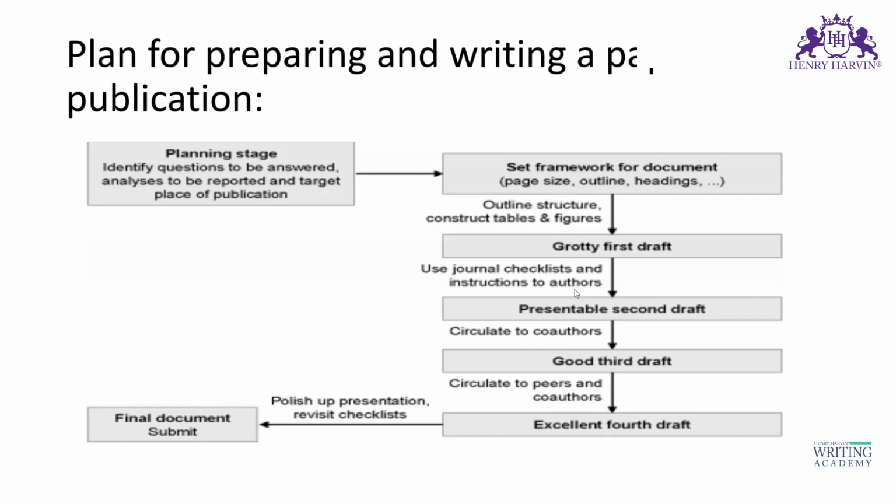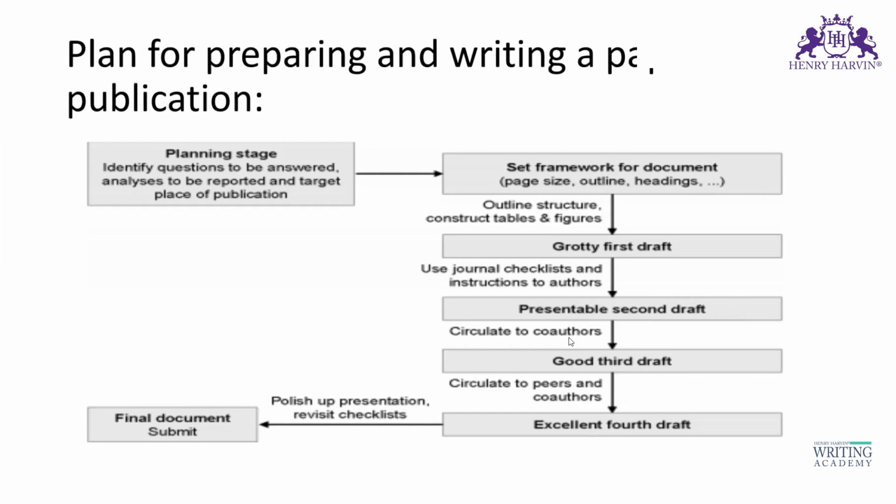For example, you are preparing a paper for IEEE, which is a kind of publication. You have to check all the rules available there, all the style guides, and based upon them make corrections in your first draft. Then you have a presentable second draft. You circulate it to the co-authors, because when a paper is made, there are usually two or three people who work on it together. As a team, they check for all the corrections, and we make a third draft.